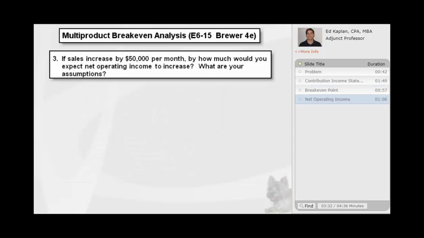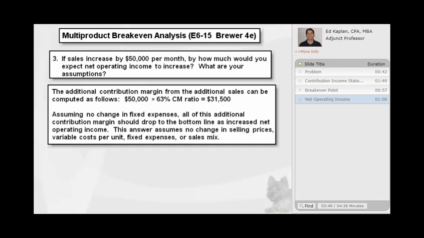Next we look at part 3 of this problem. It says, if sales increase by $50,000 per month, by how much would you expect net operating income to increase, and what are your assumptions? Here's the solution. The additional contribution margin from the additional sales can be computed by taking the increase in sales, given as $50,000, times the overall company's contribution margin ratio, so that's 63%.